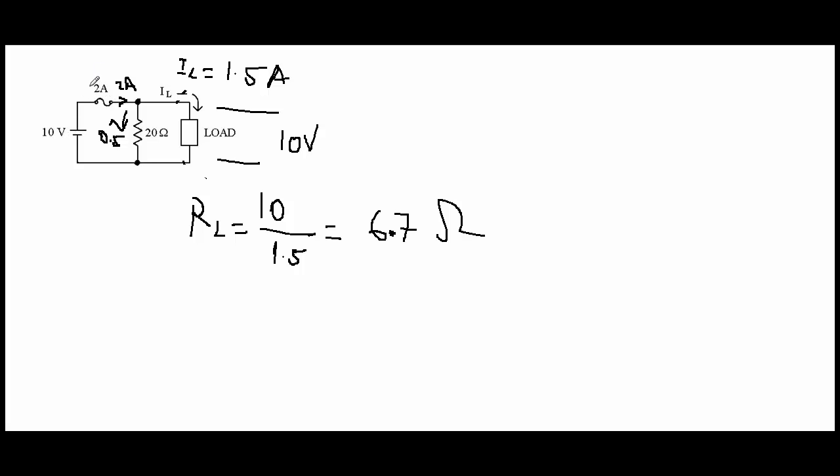If we reduce this a little bit, then the current here is going to stay the same, 0.5, because of the parallel connection. Here it is going to be more than 1.5, and we will have the fuse burned.